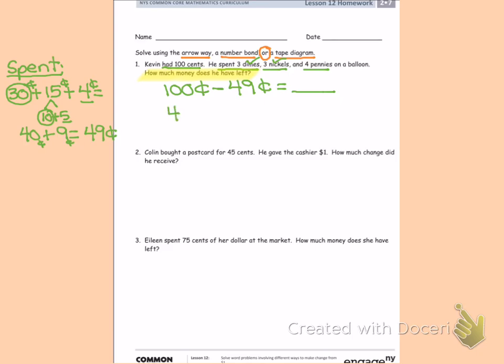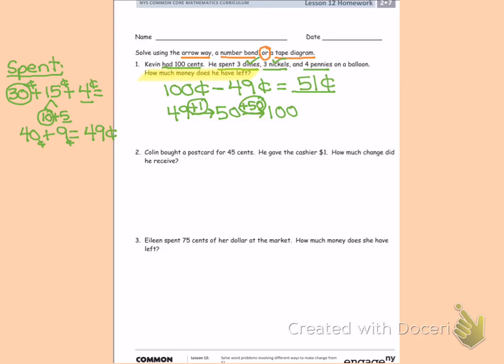I'll have 49 that I start with. I'll add 1 to get to the next 10, which is 50. And I have to add something to get to 100. Well, if I have 5 tens, I know I need 5 more tens to get to 100. And that would be 5 tens is 50. Then I'll add that 50 and the 1, and that gives me 51 cents.